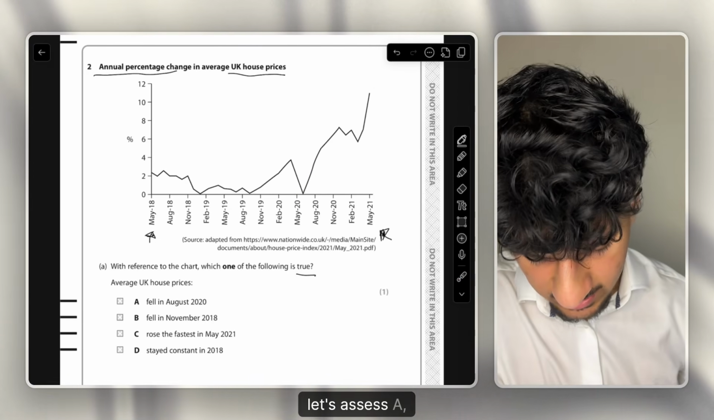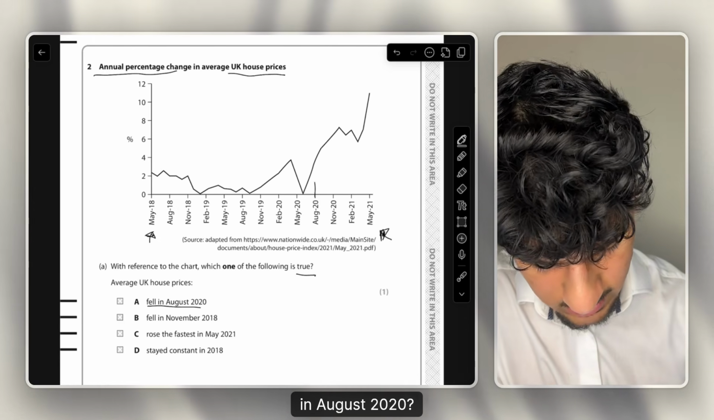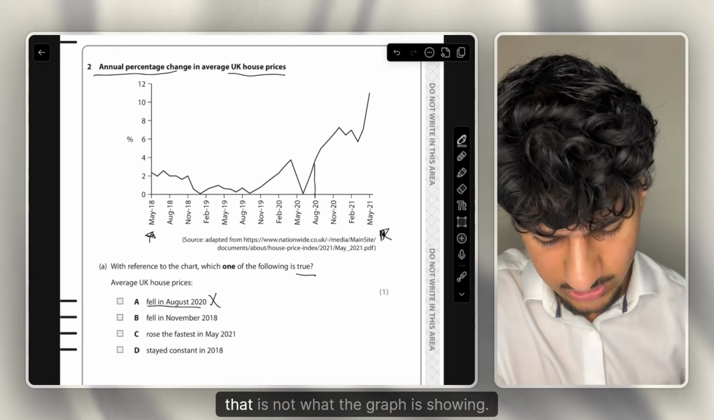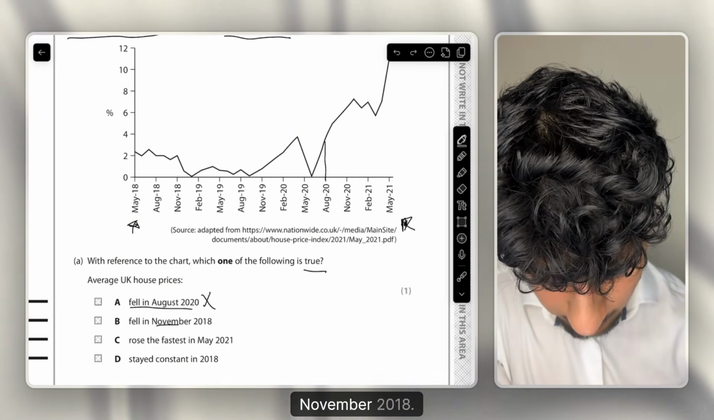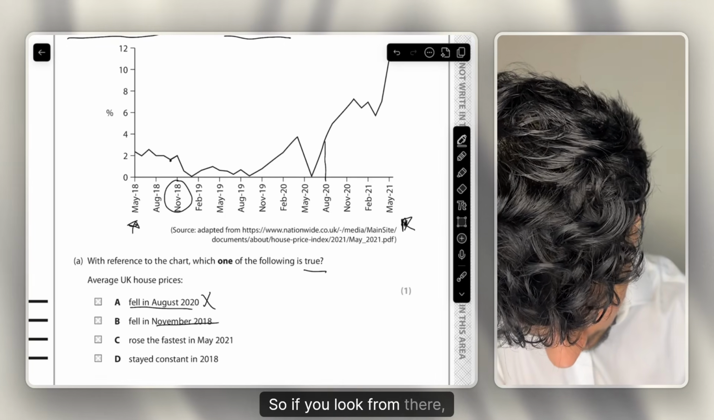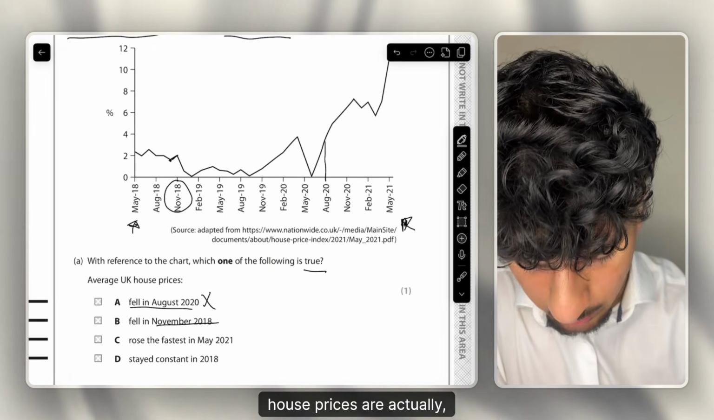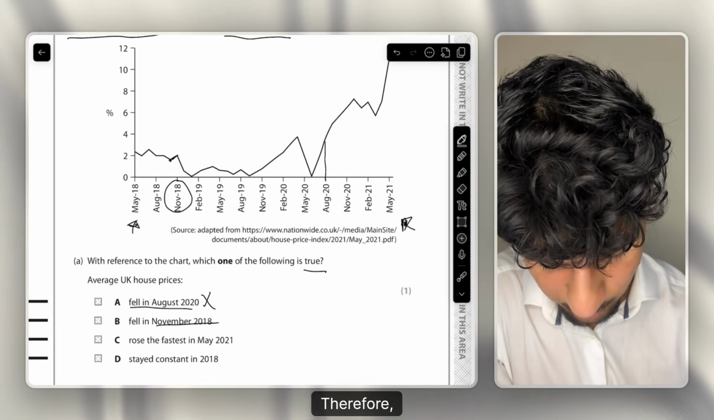Okay, let's assess A. So did average house prices fall in August 2020? Of course, that is not what the graph is showing. Moving on to B, average house prices fell in November 2018. Let's have a look at November 2018. So if you look from there, house prices are actually, when we get to November 2018, they are rising. So that therefore is not correct.